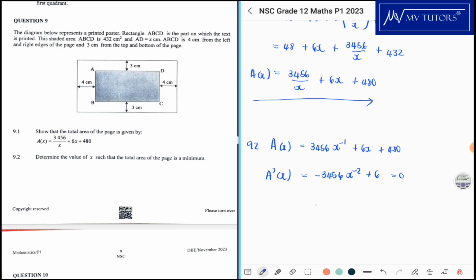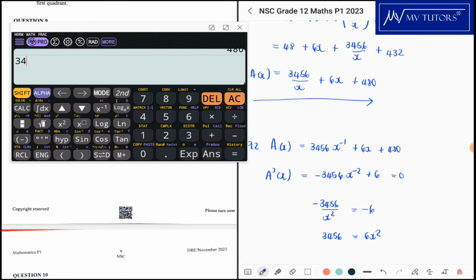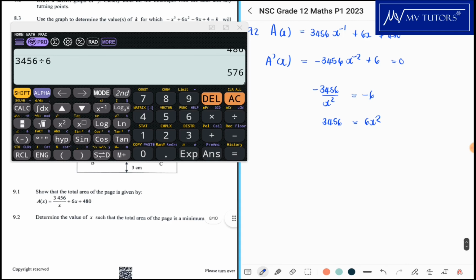So another way of rewriting it, I'll have negative 3456 divided by x squared is equal to negative 6. If I take this x squared to the other side and multiply by negative, I have 3456 is equal to 6x squared. Let me take this 3456 and divide it by 6, and I get 576. So x squared is equal to 576. And if I square root both sides, I'll get 24, but it's actually plus minus 24.